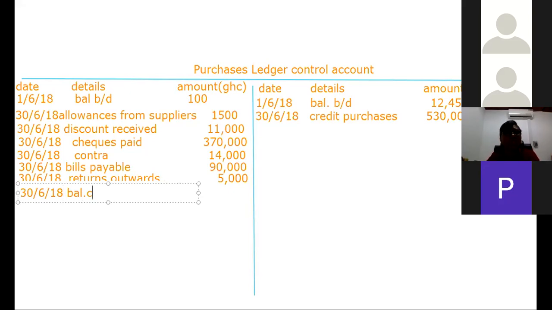If you give me garbage, we'll put in garbage. The only thing that will be so painful is that people will not see. Okay, so the sales ledger, the credit side. Where is it going? How much is it? 100 for the purchases? Yes, madam. 100 Ghana cedis.